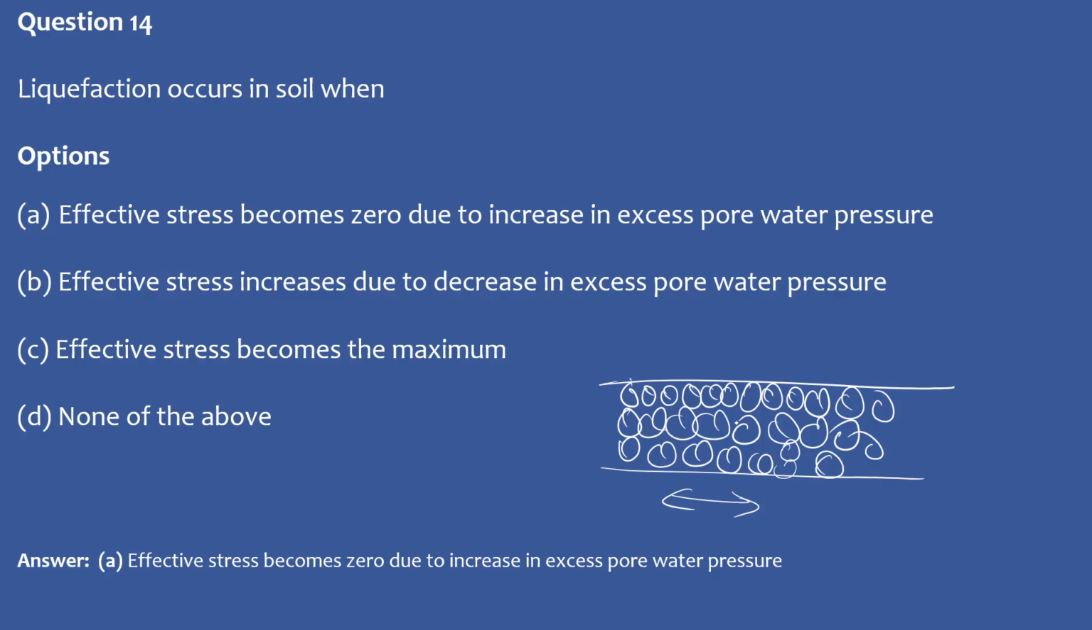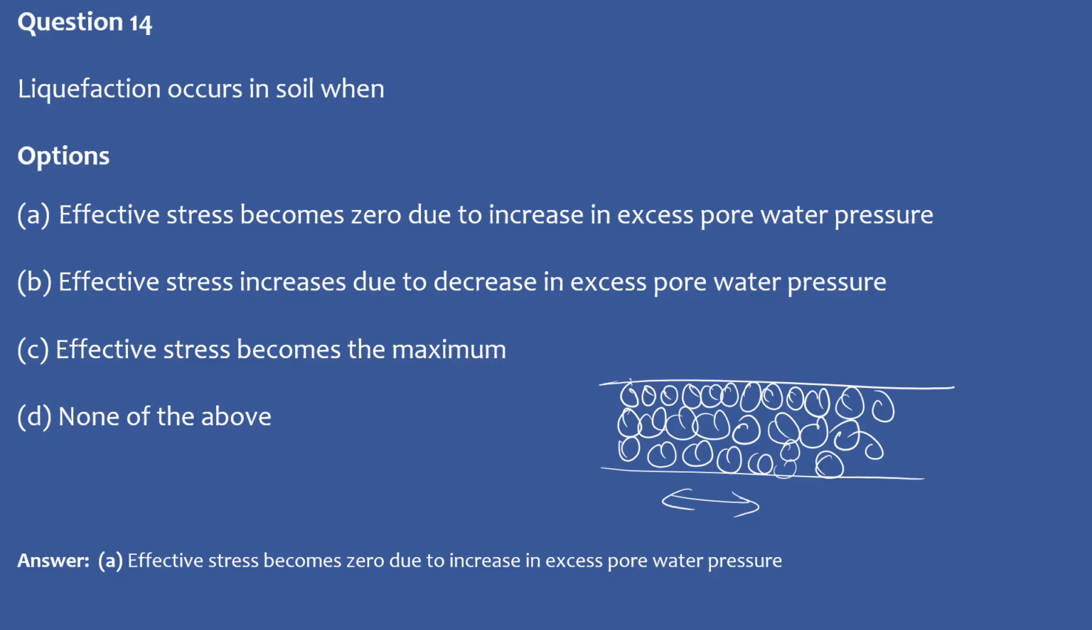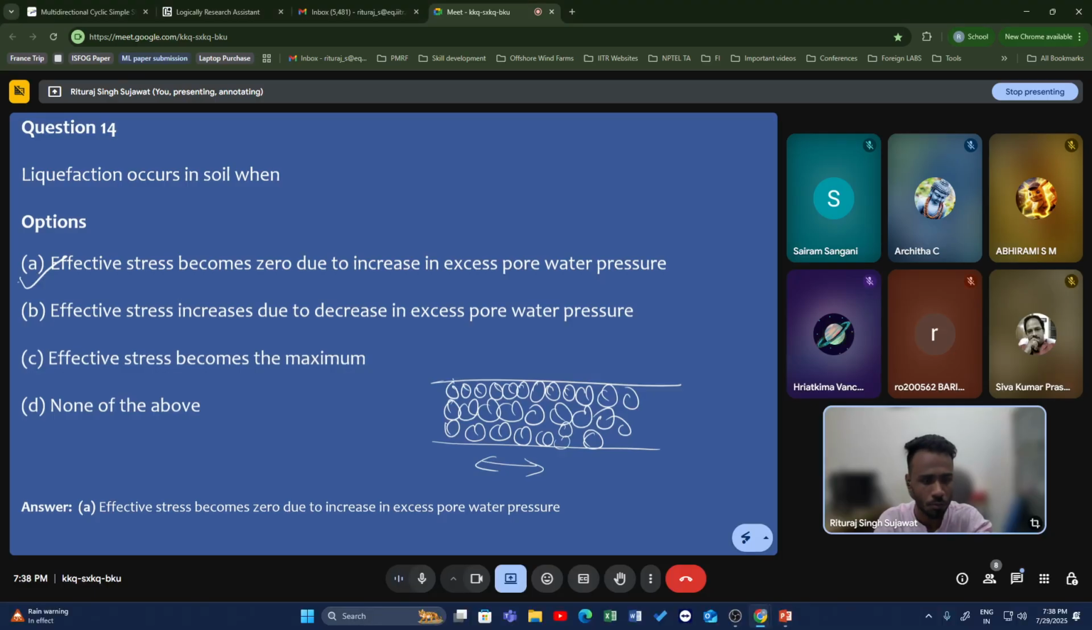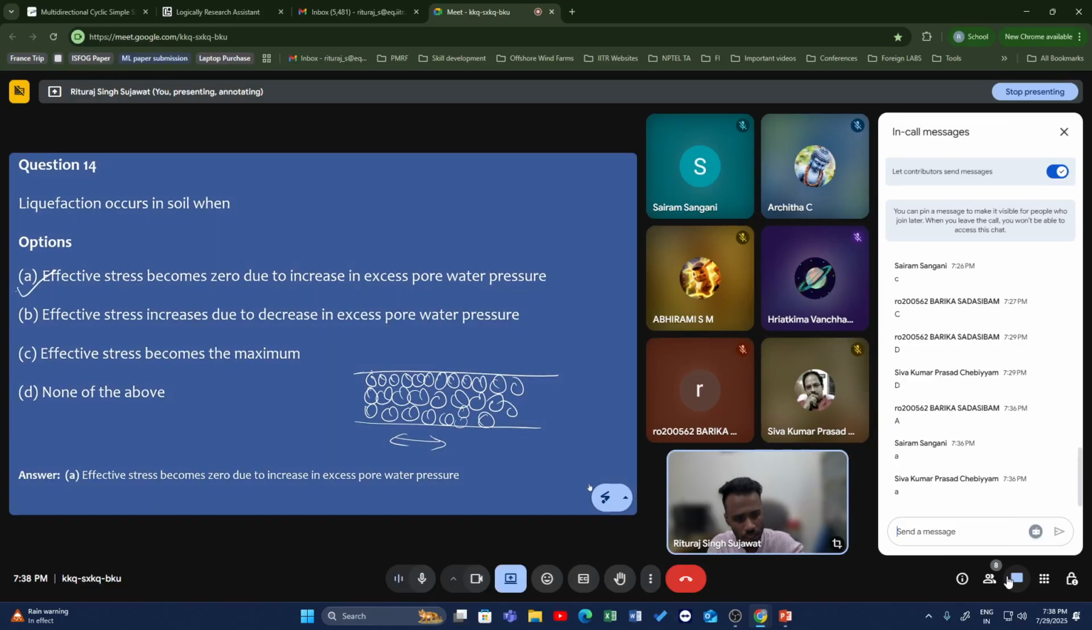So in that case, your effective stress basically becomes zero, and this happens due to the increase in the excess pore water pressure, because your water has occupied a larger spatial area in this case. So this will lead to your liquefaction condition. So the correct answer is option A. Your effective stress becomes zero due to the increase in the excess pore water pressure. I guess many of you have given this particular answer. I can see in the chat box.